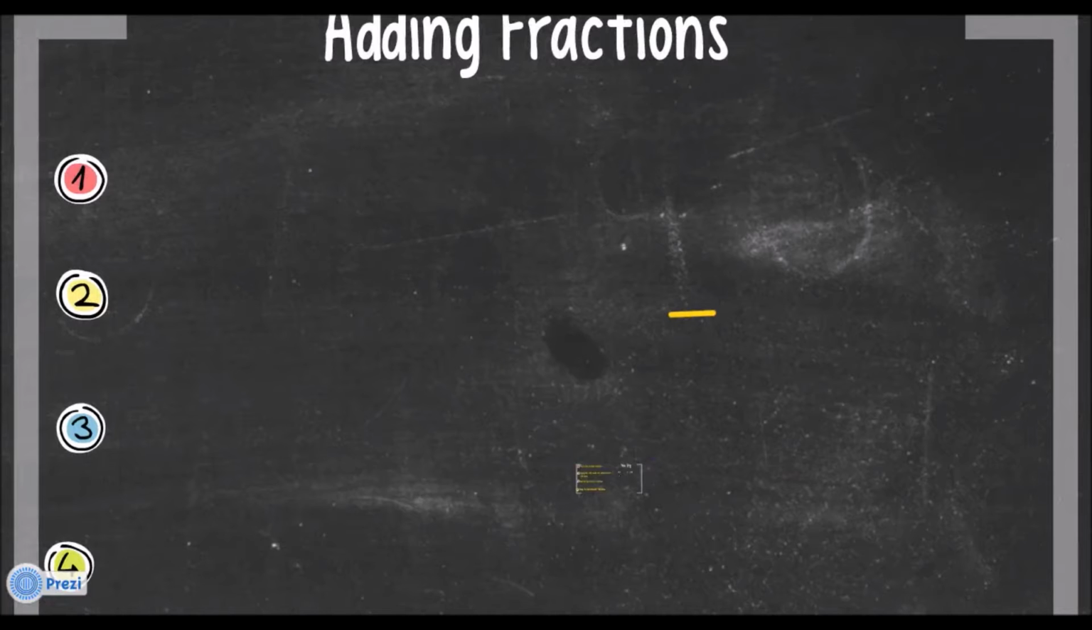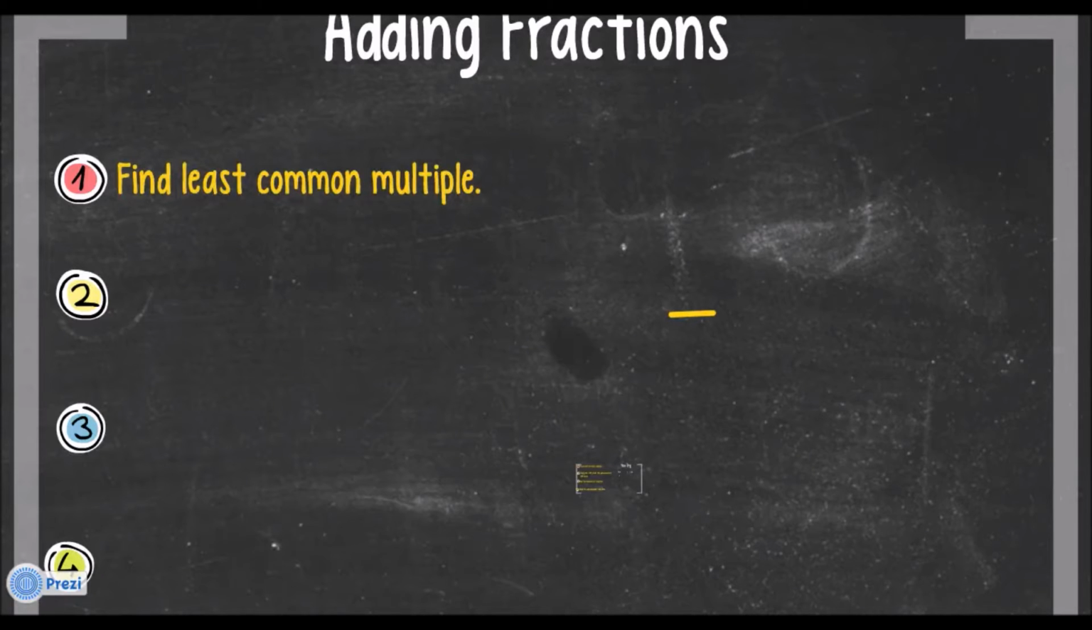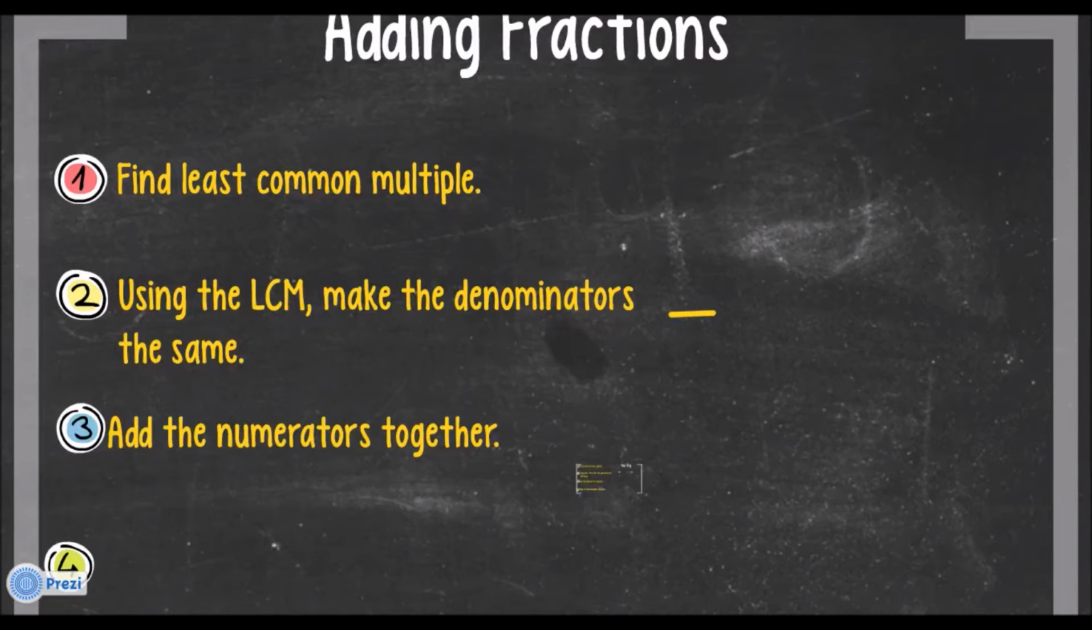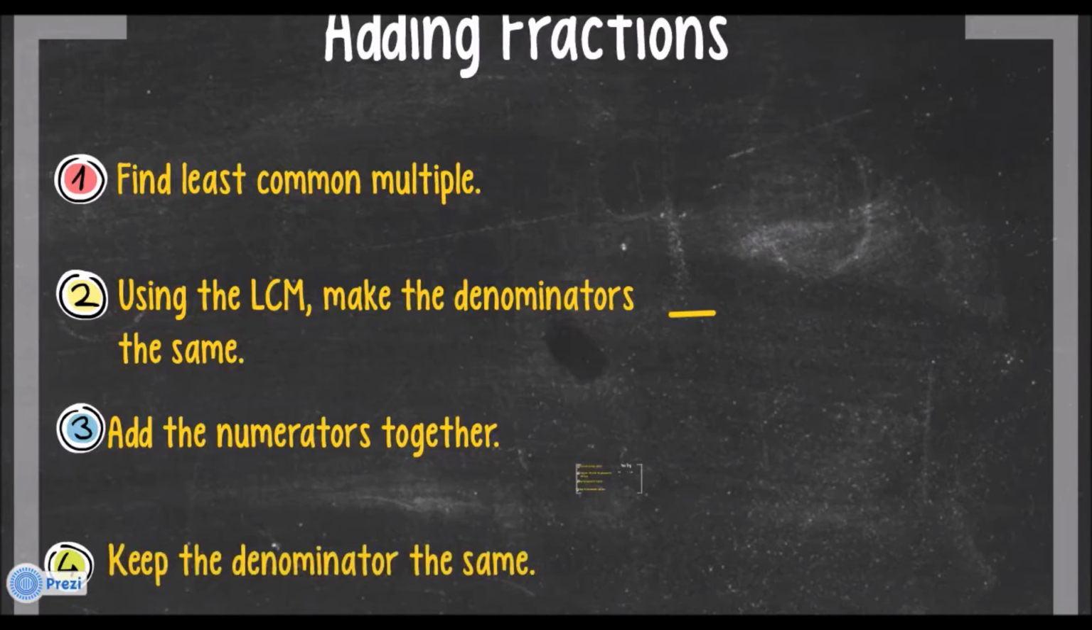Alright, so lastly we're going to work on adding fractions. This lesson, I'm looking at the time right now, we probably are going to have 3 parts to this, but I'm going to at least go over the steps for adding fractions in this part. So we have 4 steps. First, you're going to find the least common multiple. Using the LCM, you're going to make the denominators the same, and then you're going to add the numerators together, keeping the denominator the same. Okay, so those are the 4 steps.